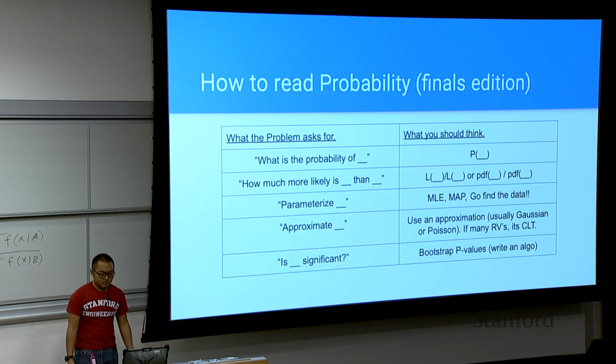Is blank significant? Usually that means a bootstrap or a p-value. So typically write an algorithm, or show, hey, count some things and see that the p-value is greater than 5%. Probably not significant.